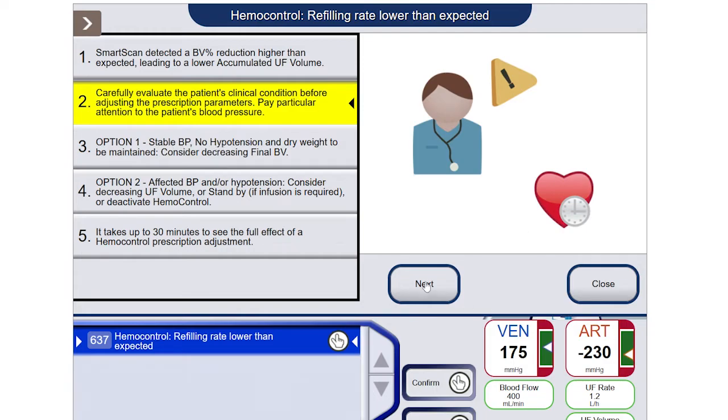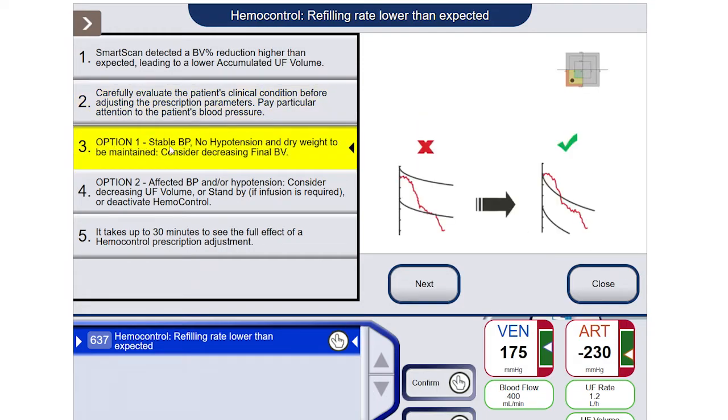In the first scenario, it's saying, if you have a stable blood pressure with no hypotension and dry weight is to be maintained, indicating that we want to meet the UF target that we've set for the patient, it's suggesting that we decrease the final blood volume for the patient. We'll look at that in just a moment in HemoControl as to what we would adjust. So we're going to lower potentially the parameters, which basically reassures HemoControl and says it's all good, keep going, they don't need this many breaks.